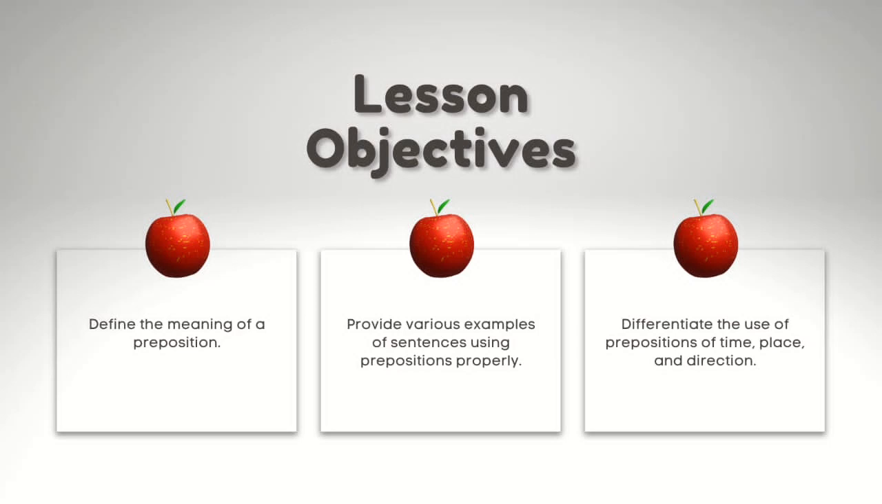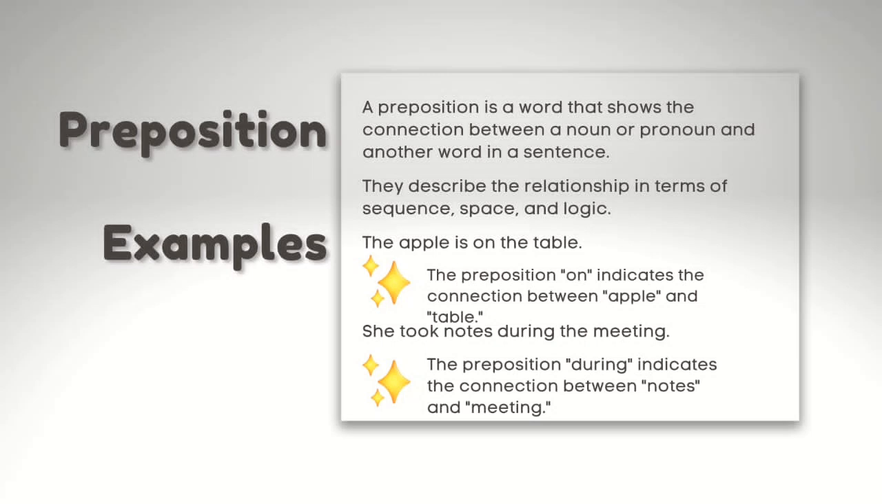The examples of prepositions that we are going to give, you must be able to use them in a sentence properly. We are going to be looking at the different ways of using a preposition and how to use them properly. Then you must be able to differentiate the use of prepositions of time, prepositions of place, and prepositions of direction. All right, so let us continue.